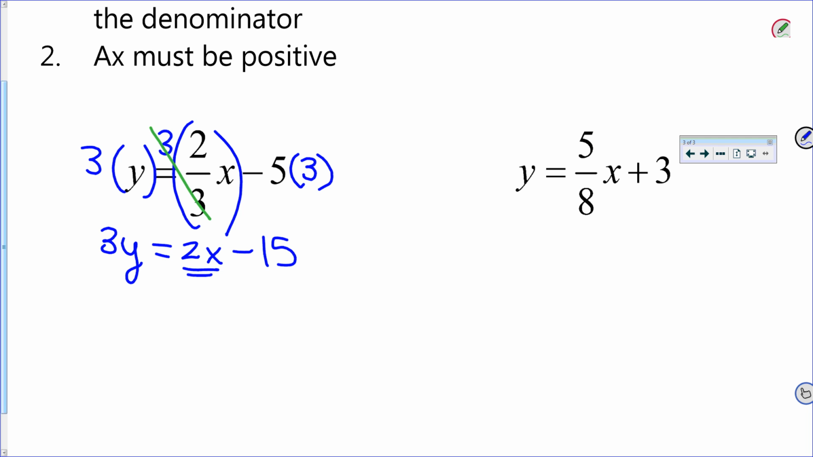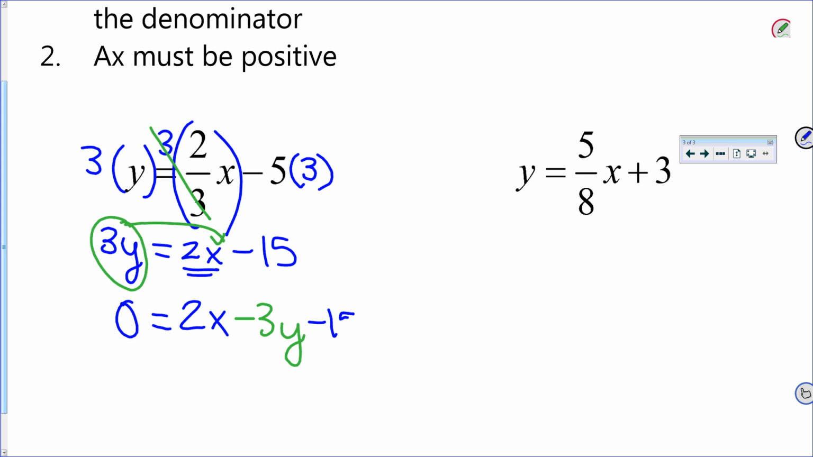Now what I'm going to do to get this into standard form is take this 3y over and move it. So I'm going to write 0 equals 2x minus 3y minus 15. Okay, and what you will notice here is that is in standard form.